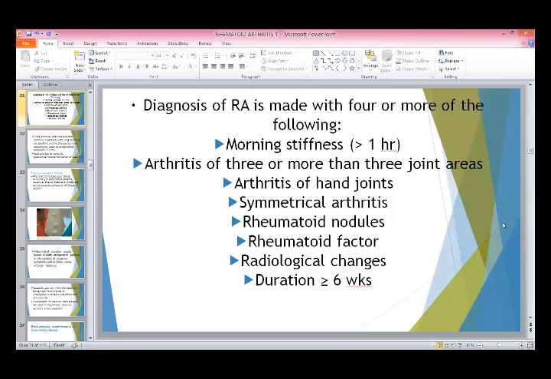There are seven criteria. Out of these seven criteria, if four are present, then one can make the diagnosis of rheumatoid arthritis. And the duration of these symptoms should be at least more than 6 weeks.